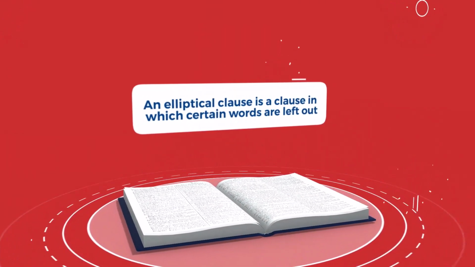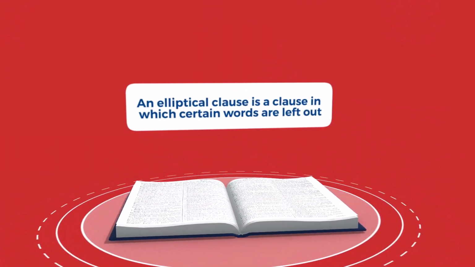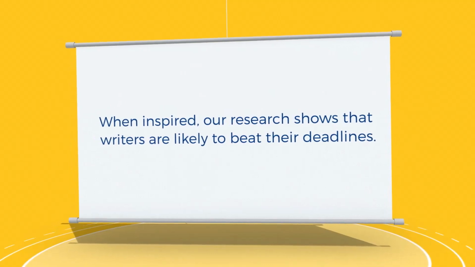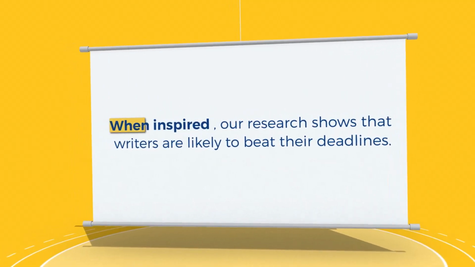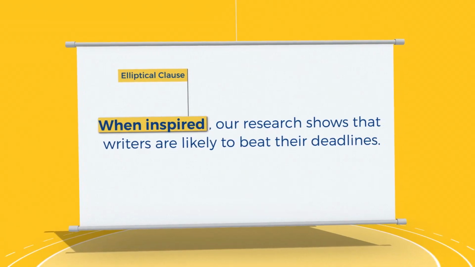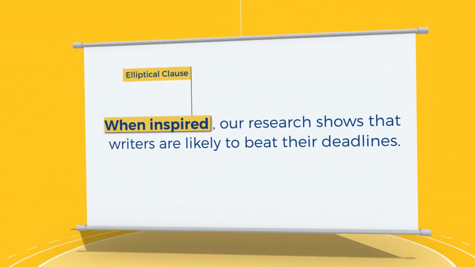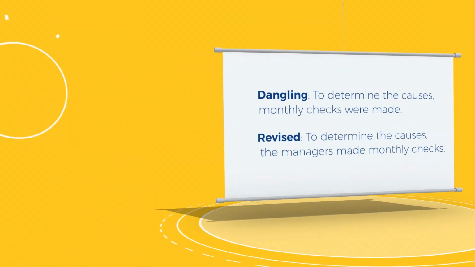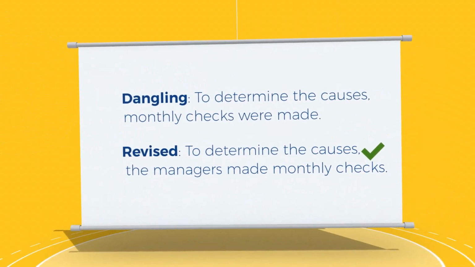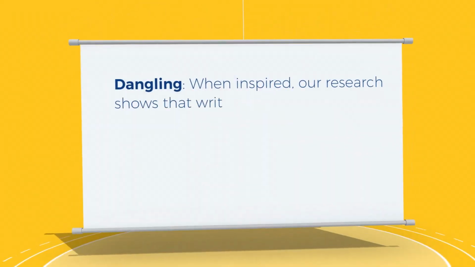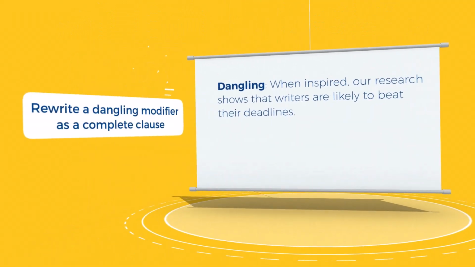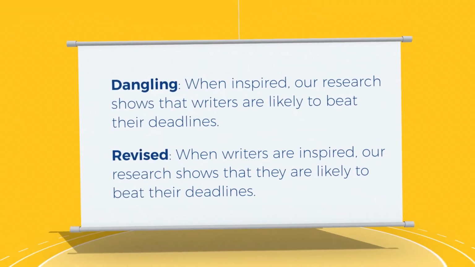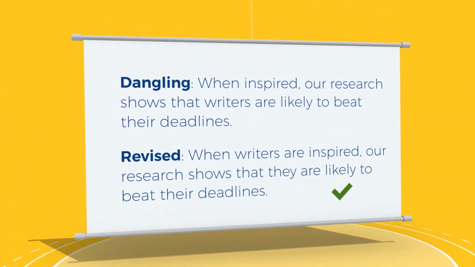Next are elliptical clauses, in which certain words are left out because the meaning is implied. In the sentence, "When inspired, our research shows that writers are likely to beat their deadlines," the elliptical clause, when inspired, is meant to refer to writers, but instead it refers to our research. To correct sentences that contain a dangling modifier, you can change the main clause so it clearly identifies the subject you meant to modify. Alternatively, you can rewrite a dangling modifier as a complete clause with its own subject and verb. For example, "When writers are inspired, our research shows that they are likely to beat their deadlines."